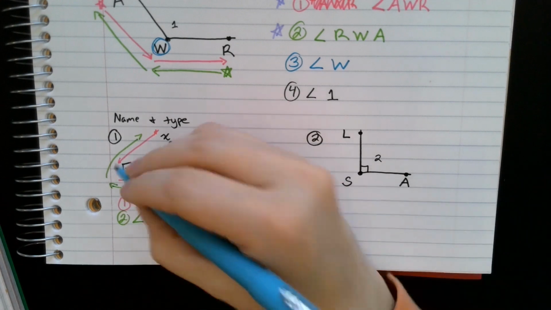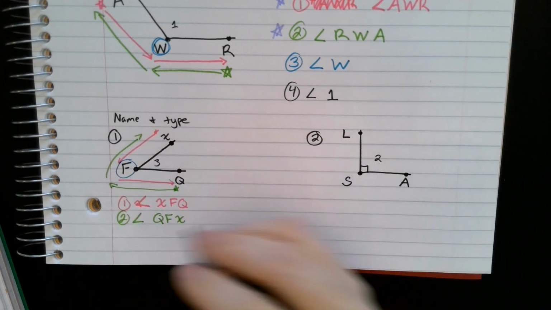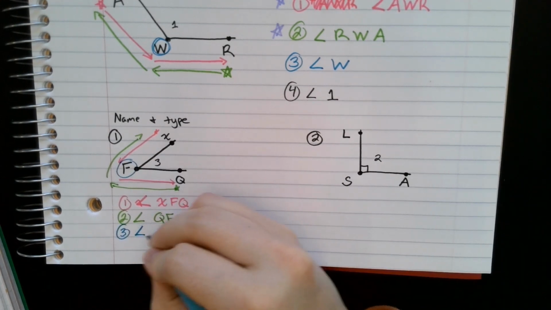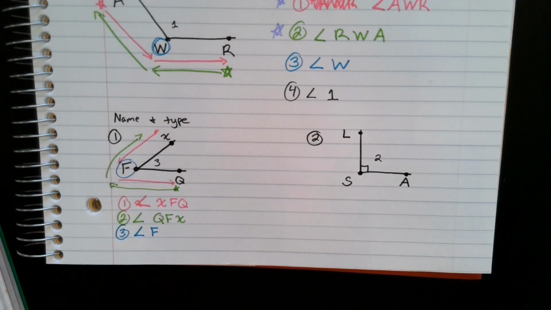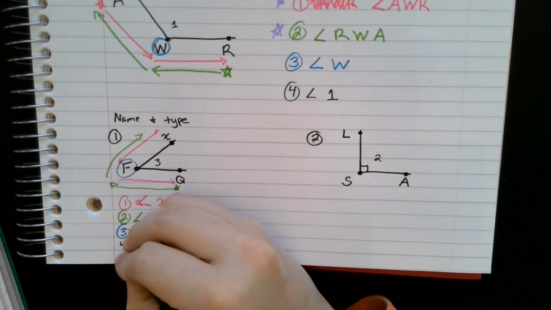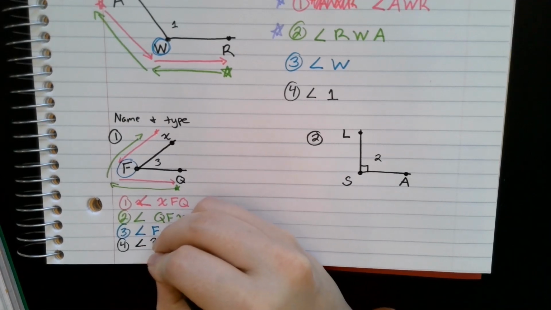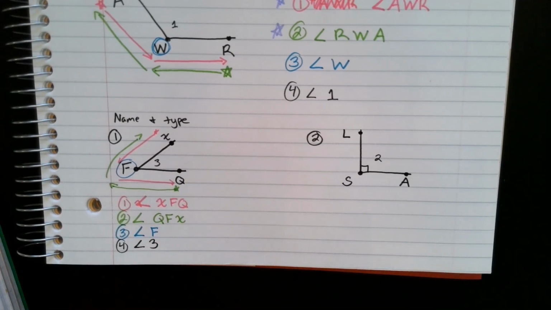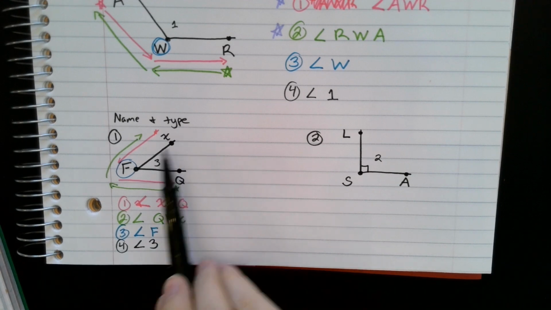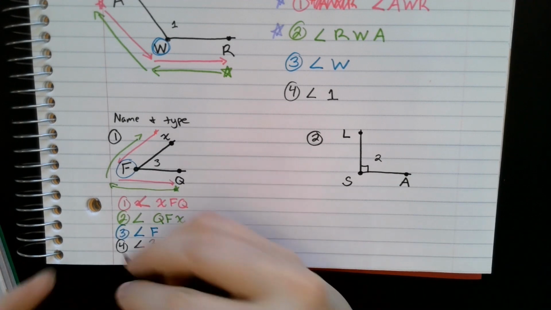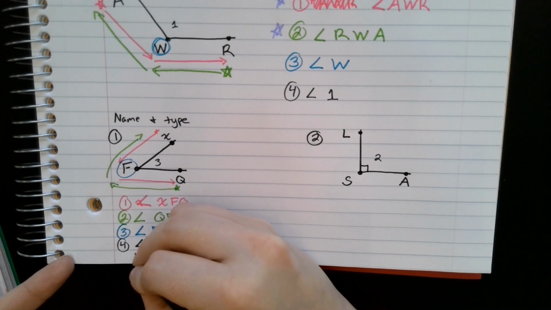A third way to name it would just be to focus on the vertex itself. So that would be angle F. And then a fourth way to name it would be to focus on the number that might be inside if it has a number. So like angle 3. And then the type of angle, this is an angle that would be less than 90 degrees. So therefore, this is going to be an acute angle.